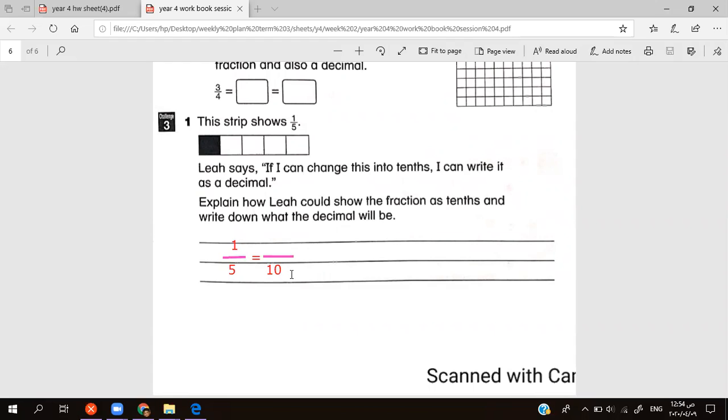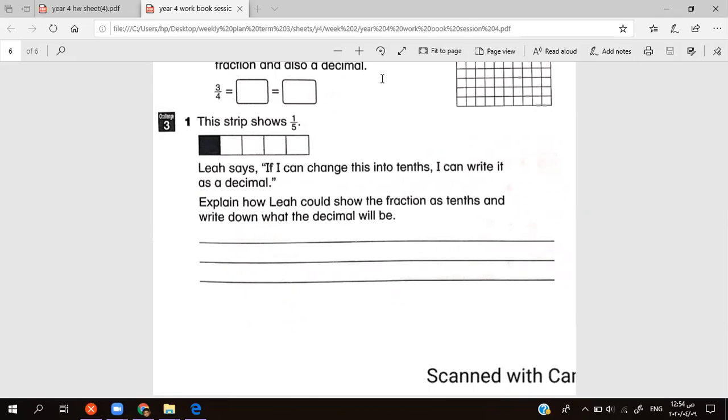Can I do this? Yes, I can, by using my equivalent fractions. How did the 5 become a 10? Times 2. Madam, I times the denominator by 2. I must also times the numerator by 2. So 1 times 2 is gonna be 2. That's it. Okay, like that we're done from today's lesson.